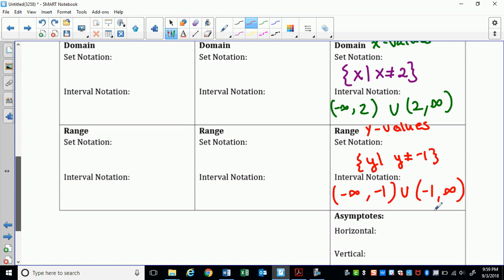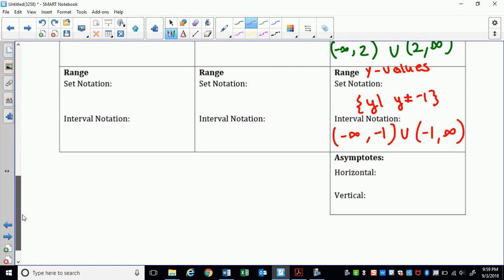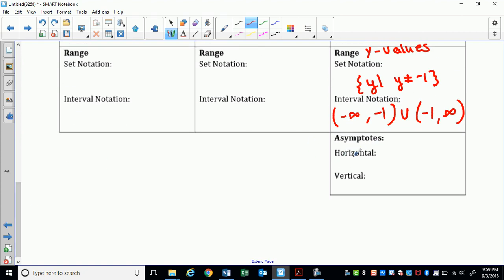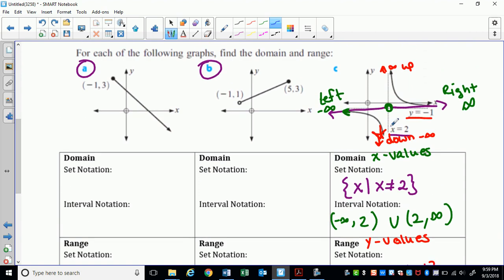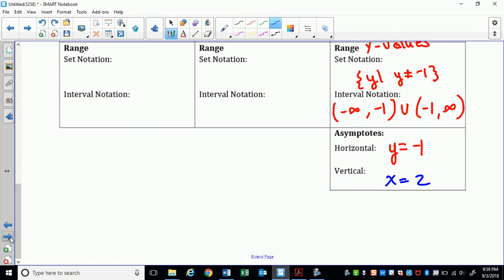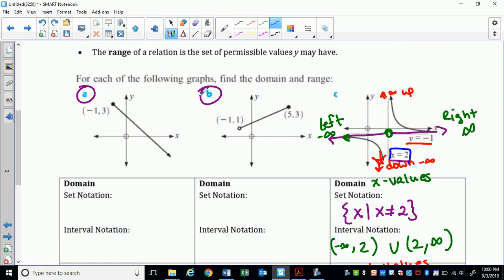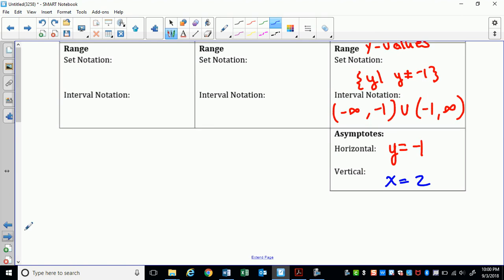Okay? Our asymptotes, it's asking us for them. Our horizontal asymptote means left to right, and that's when y equals negative 1. And then our vertical asymptote means up and down, and this is when x equals, what was it, 2, I think? Let me check. Yes, at x equals 2. Okay. I can go over these more. I want you guys to try out A and B by yourselves first, and then I'll go over it if you guys have any questions.